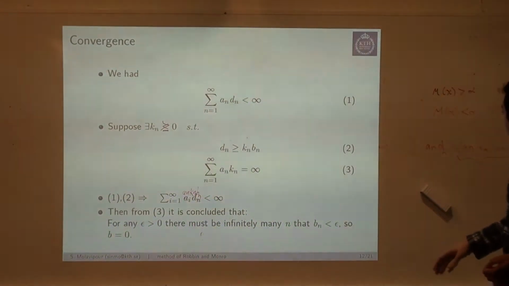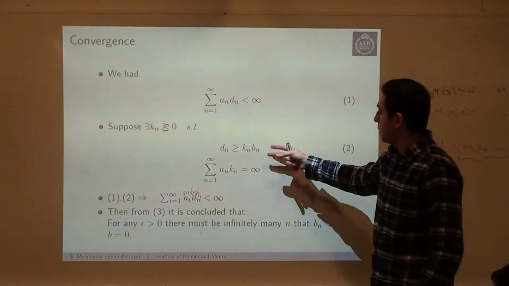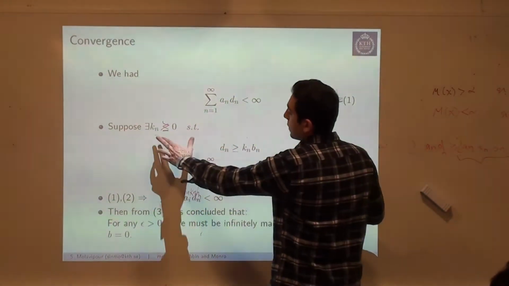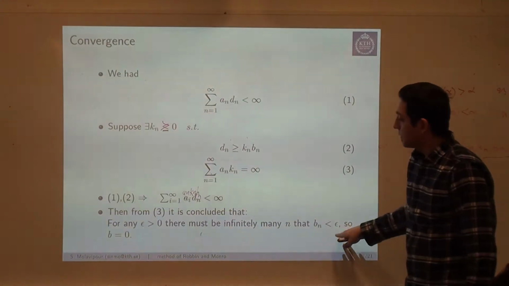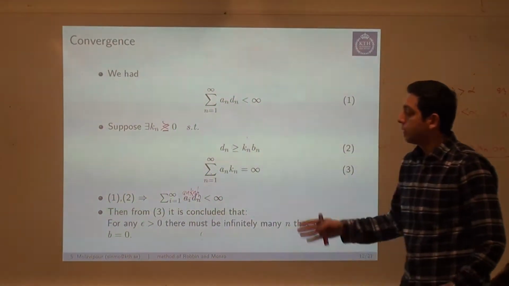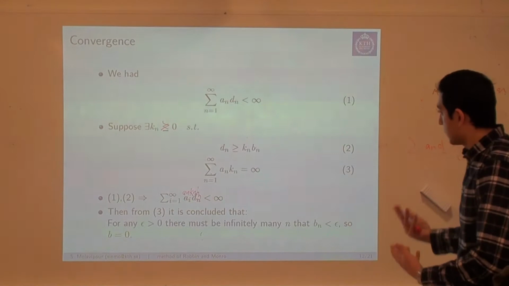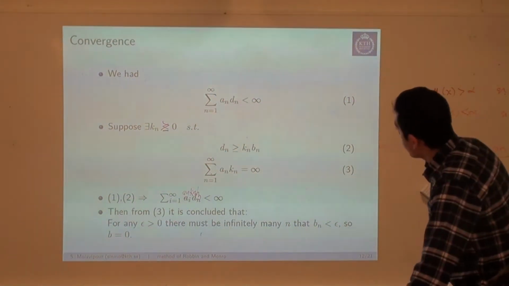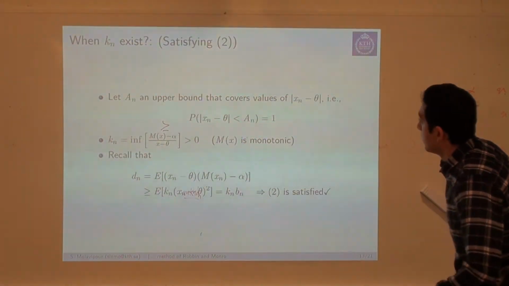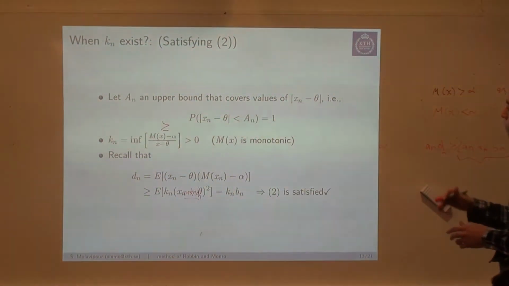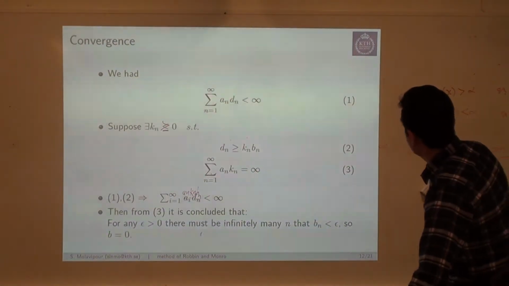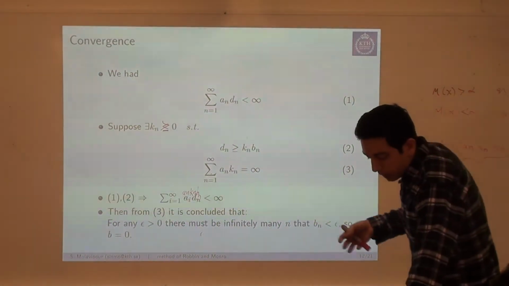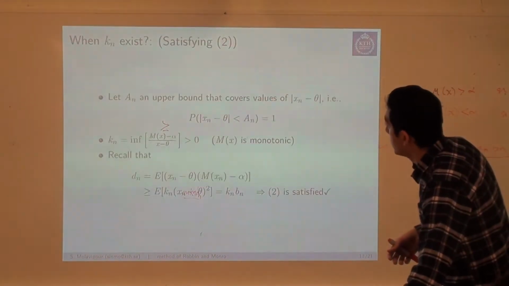Okay. So these are the properties for Kn that we're interested in. If we find such Kn, then B is converging to 0, and the algorithm works. So now the problem is to find the sequence Kn. We had two properties for Kn, 2 and 3. Property 2 is that Dn should be larger than Kn times Bn. We attack each of these conditions independently.